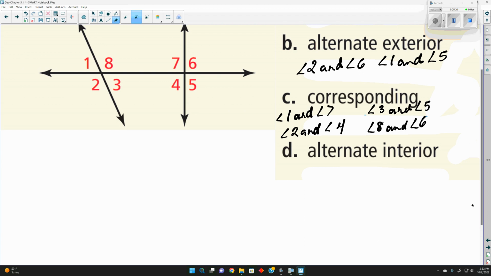Alternate interior. Yes. 3 and 7, angle 8 and angle 4. Because 8 and 4 are between the two lines and on opposite sides of the transversal. 3 and 7, again, are between the two lines and on opposite sides of the transversal. And that's it. Yep. Any other questions on this here? We ready for the next part?